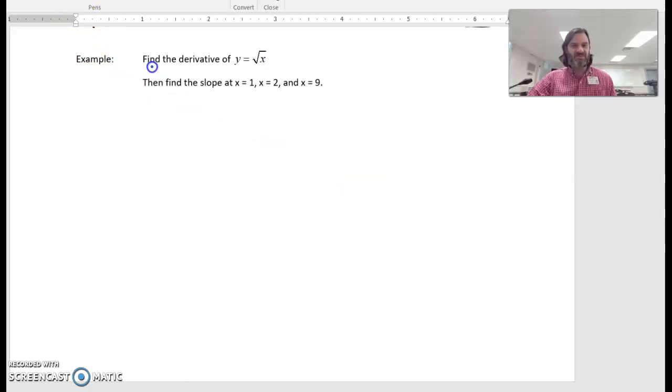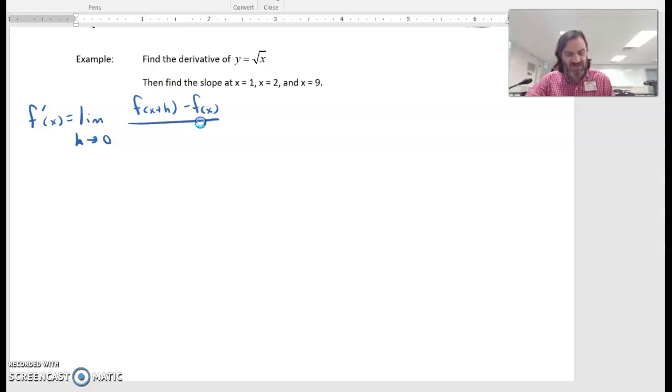Alright, the next one we're going to do is find the derivative of y equals square root of x. We're going to use that definition again. So f prime of x equals the limit as h approaches 0 of f of x plus h minus f of x in the numerator, all over h on the bottom. That's our slope formula. Change in y is up top, change in x on the bottom. The x is moving over h units, and we're trying to make that virtually non-existent with a limit of 0.